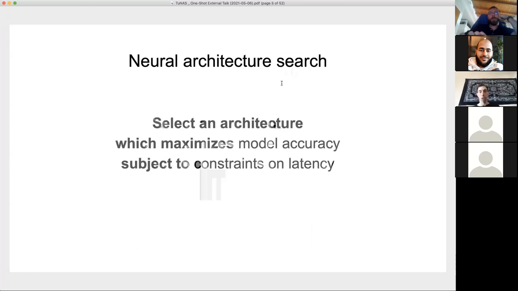So the value proposition for architecture search that I tend to think about and that I'll focus on in this talk is that we're trying to build out tools to help humans reason about these trade-offs. And here I'll formulate it as an optimization problem. We want to select a network architecture which maximizes model accuracy subject to some constraints on model latency.